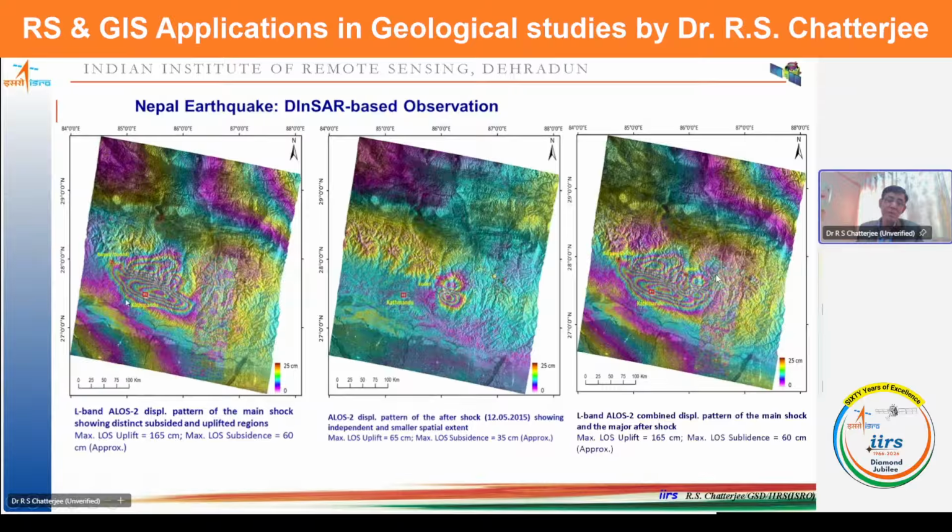This area is uplifted. You know how much uplift happened? 165 centimeters along the radar line of sight. And this area subsided 60 centimeters along the radar line of sight. This aftershock is less affected, but not so little. Here the uplift is 65 centimeters, and the subsidence area is smaller than for the main shock, because the magnitude was much smaller. Subsidence here is 35 centimeters and uplift 65 centimeters. If you take the total effect from before the main shock to after the major aftershock, the total effect looks like this.